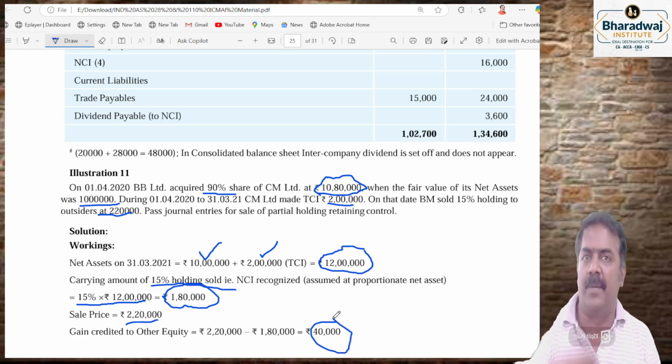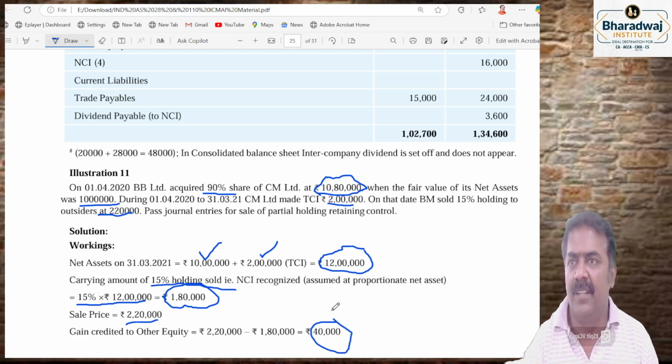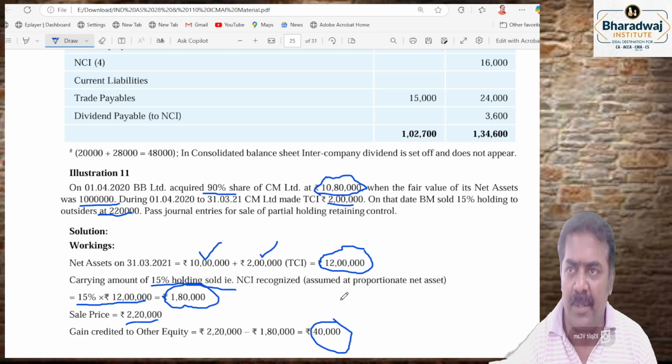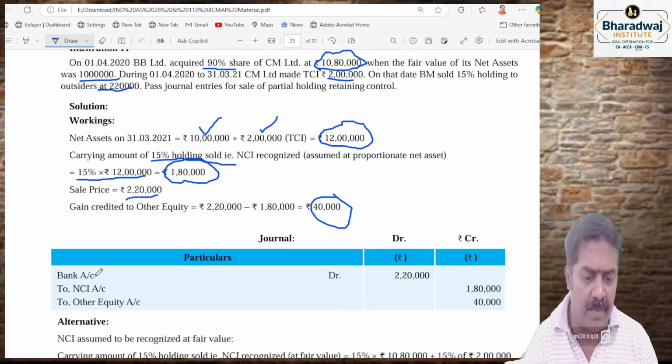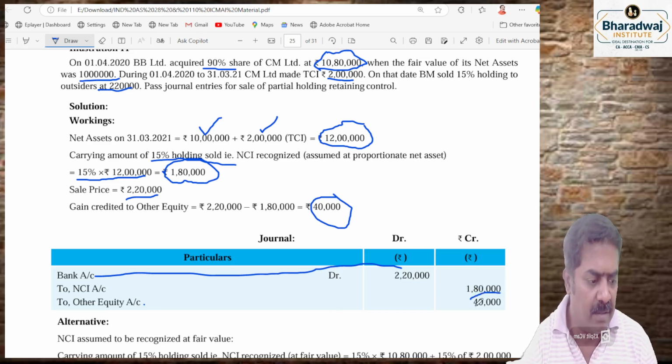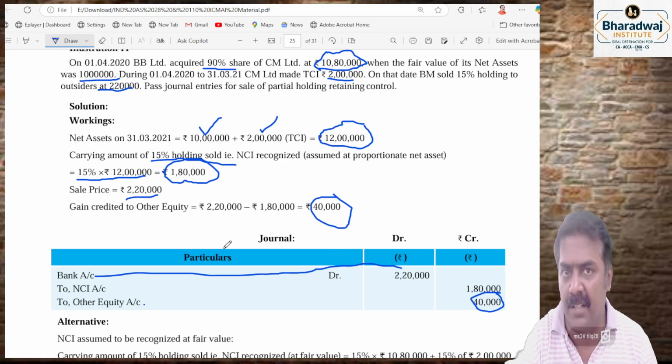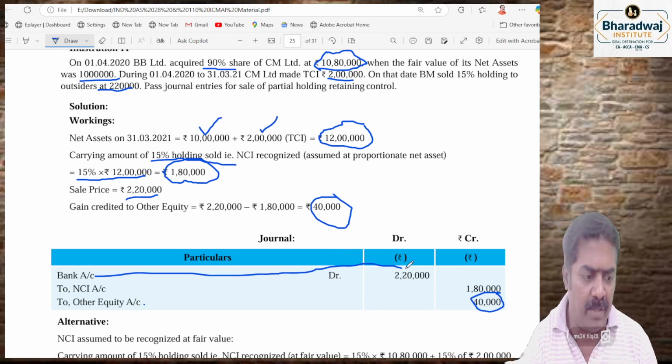When you buy the investment, what is the entry? Investment account debit to cash. Here we are selling the investment, so bank account debit. Because of that, NCA will go up by 1,80,000. Profit will be recognized in other equity. This journal entry is in the consolidated balance sheet. Bank account debit 2,20,000, the sale price. Credit NCA 1,80,000. Other equity 40,000.